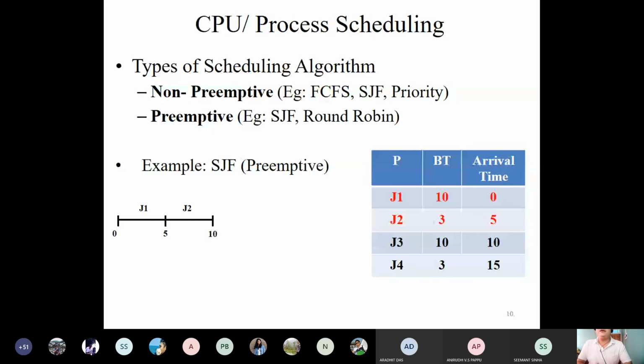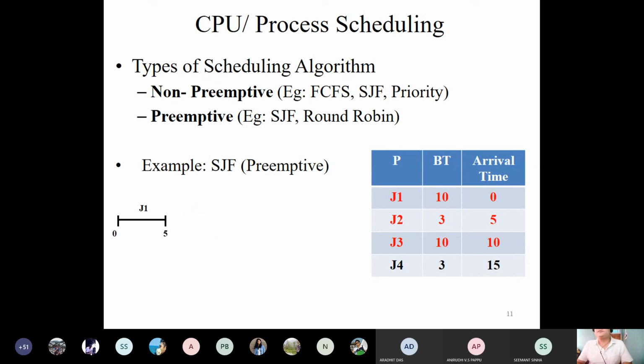Preemptive means it can be interrupted in between the execution. The CPU can be snatched from the current execution. Job J1 was executing initially, but at time t equals 5, since the burst time of J2 was less, the algorithm will snatch the CPU from job J1 and give it to job J2, as per the algorithm strategy, just because the burst time of job J2 is less than the burst time of job J1. In that way we will move ahead.